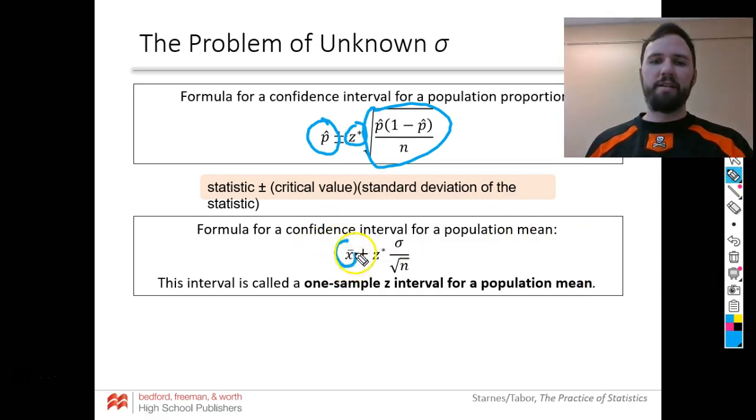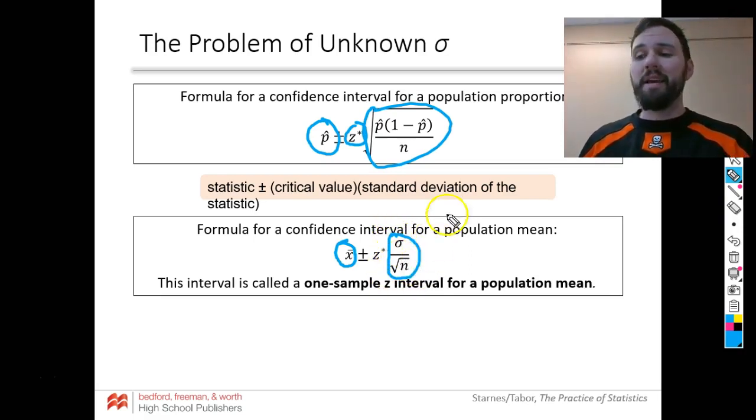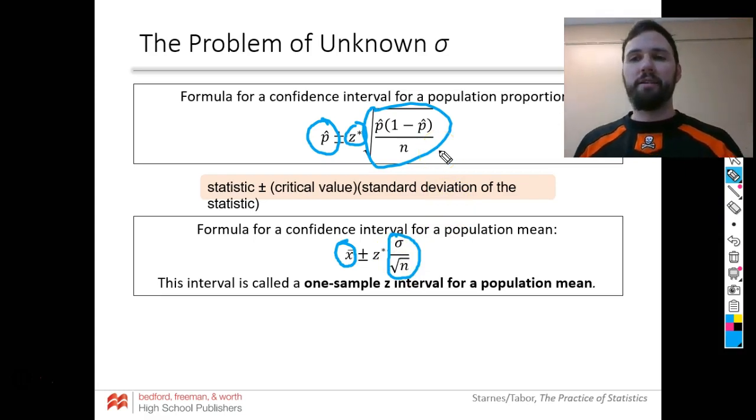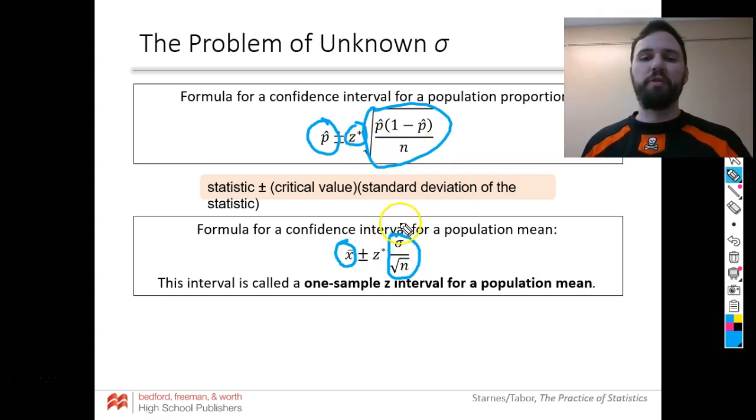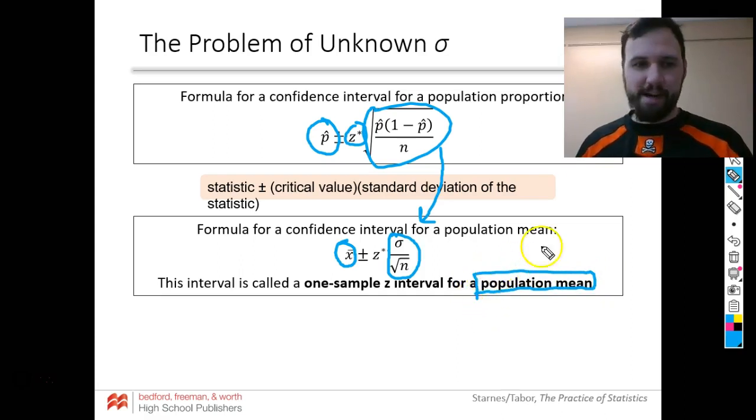Instead of our proportion, we're finding the mean. We aren't going to use z, but I'll show you why. And our standard deviation now is the standard deviation of our sample divided by, how big was our sample size? Square root of n. Alright? So, same thing, except it's mean, not proportion.